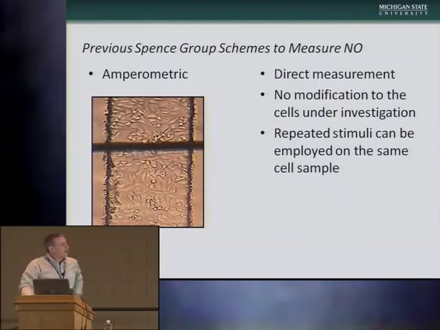So this data that I'm showing you here, or at least this image, is about 8 years old. And again, we were really excited about this at the time because it enabled a direct measurement of nitric oxide. We didn't have to modify really the cells under investigation. We could simply use some sort of stimulus. And also we could perform repeated stimuli on the same cell type. So these are some of the things that I really liked about our amperometric techniques.